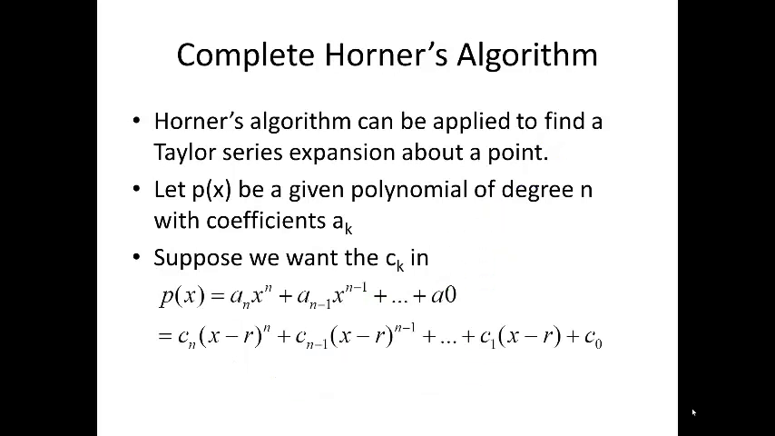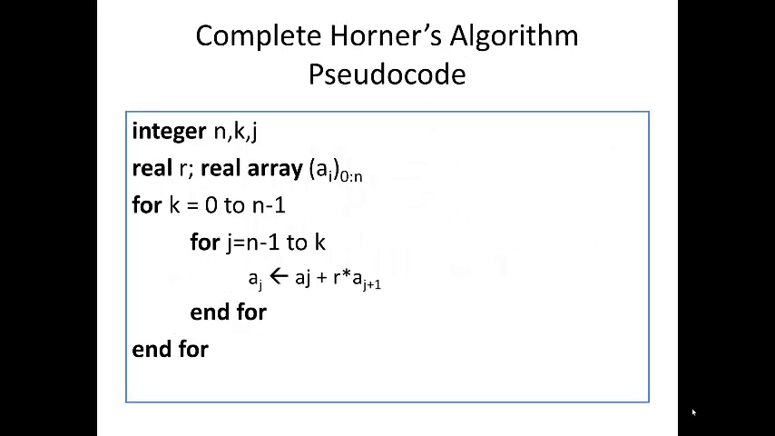So this is the complete Horner's algorithm, and basically Horner's algorithm can be applied to find a Taylor series expansion about a point. If we let p of x be a given polynomial of degree n with coefficients a sub k, and we want to find the c sub k in the Taylor series expansion, basically Taylor's theorem is going to tell us that c sub k is the kth derivative of p evaluated at r divided by k factorial. But we'd probably like a bit more efficient way of doing that because we don't necessarily want to do all those derivatives.